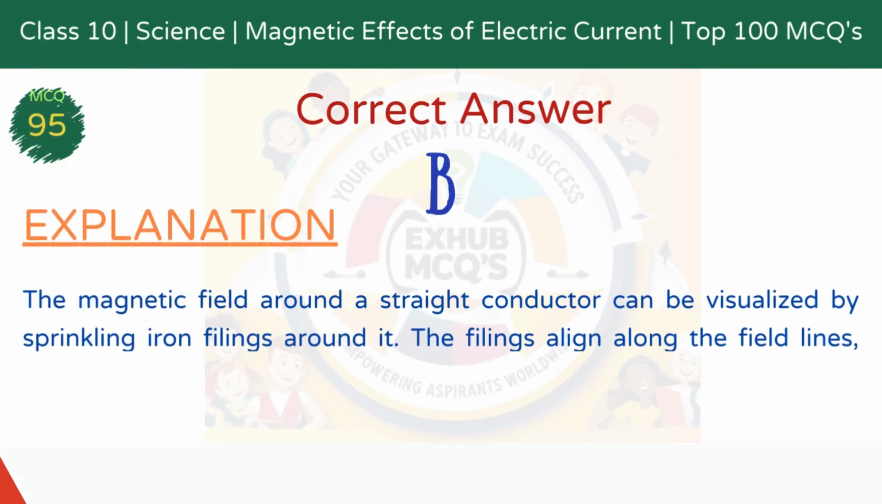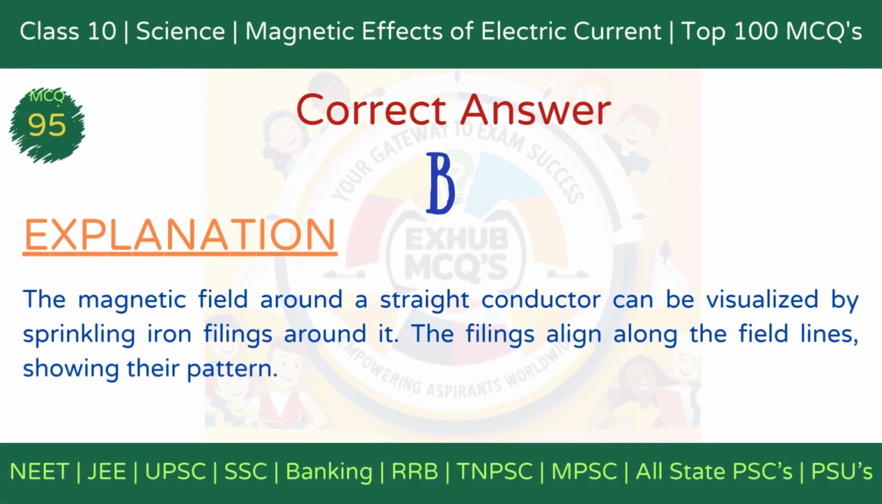The correct answer is option B, by sprinkling iron filings. Explanation. The magnetic field around a straight conductor can be visualized by sprinkling iron filings around it. The filings align along the field lines, showing their pattern and direction.